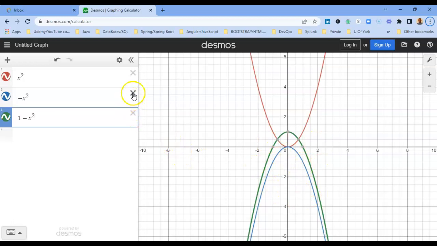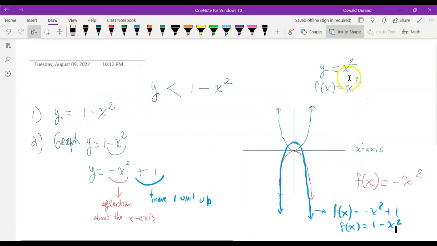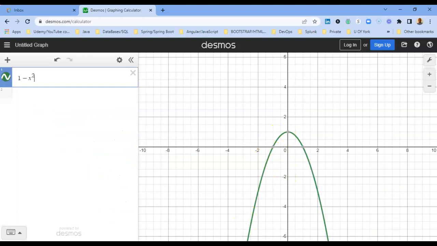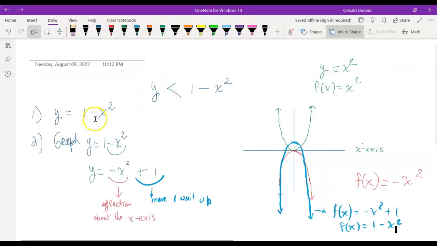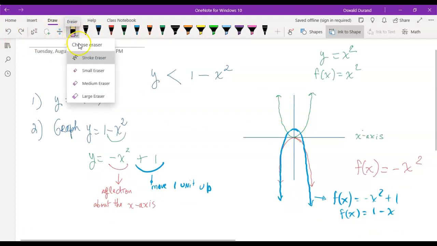So basically, this is the transformation that happened from the basic x squared term to 1 minus x squared. That's a transformation. Now, we only need this here because this is what we wanted to graph. So I'm going to erase those parts here.